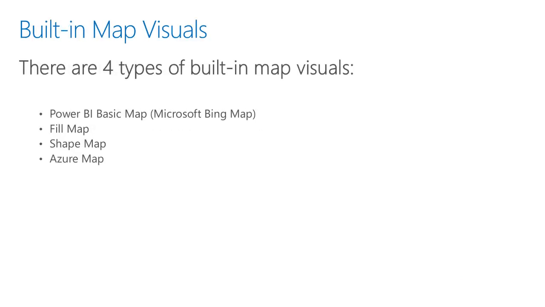Okay, so in Power BI, we have 4 types of built-in map visuals. We have the basic map, which is also the Microsoft Bing map. We have the field map, the shape map, and the Azure map. I think we'll cover each one specifically, and then we'll go into a short demo.